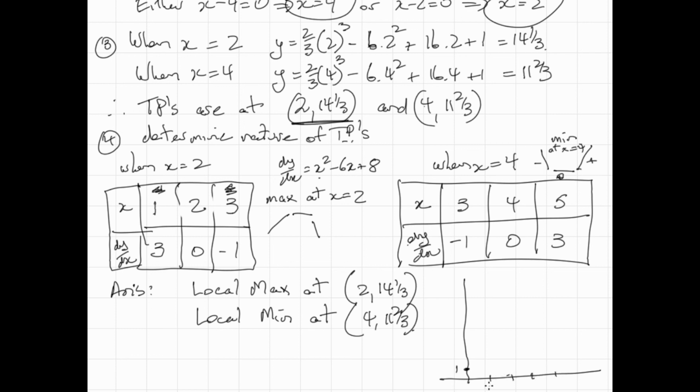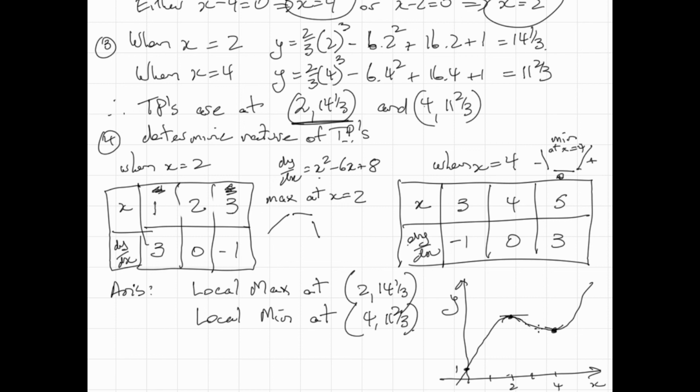So we were asked to find the turning points and the nature of the turning points, so therefore we can now quote the answer. We've got a local maximum at x equals 2 and y equals 14 1/3, and we have a local minimum at 4, 11 2/3.